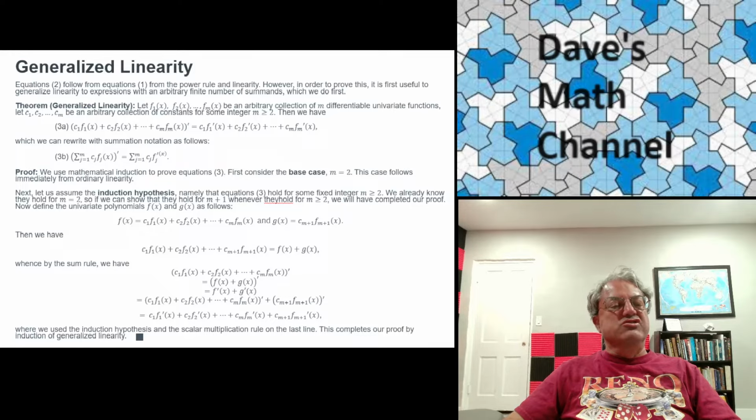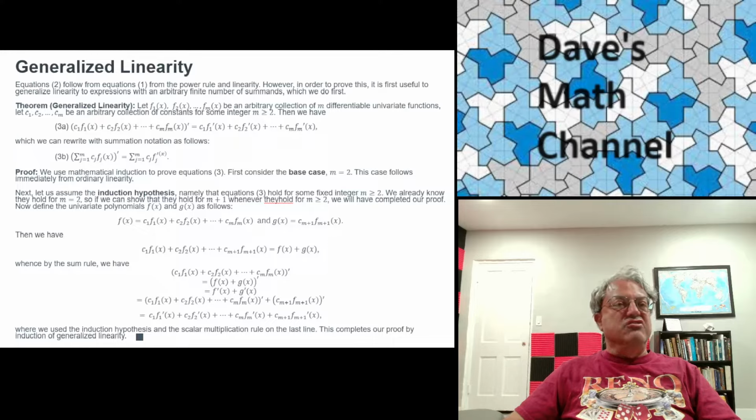So what you do is, to differentiate the whole expression, you just pull out each constant and differentiate each function in each term. That's all you have to do. And we already proved it works when m, I'm calling m the number of terms here, we already know it works when m equals 2.